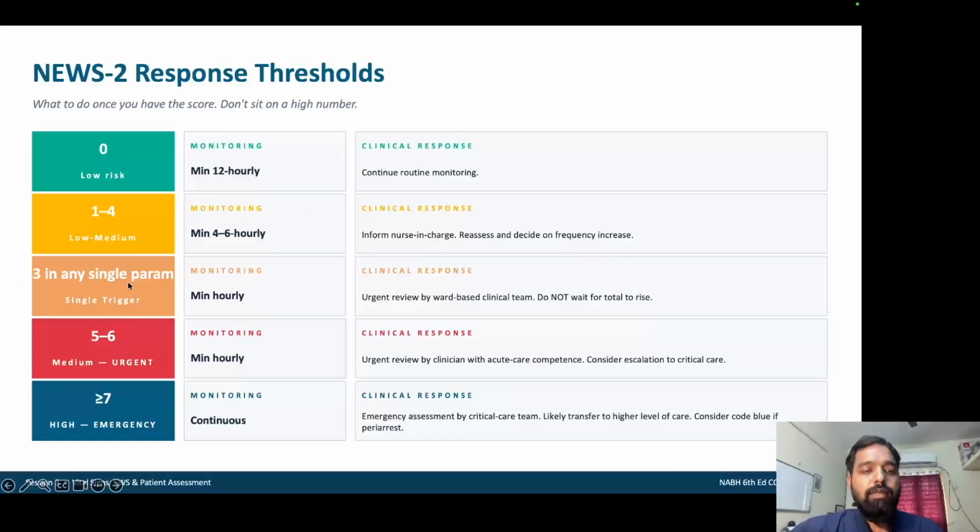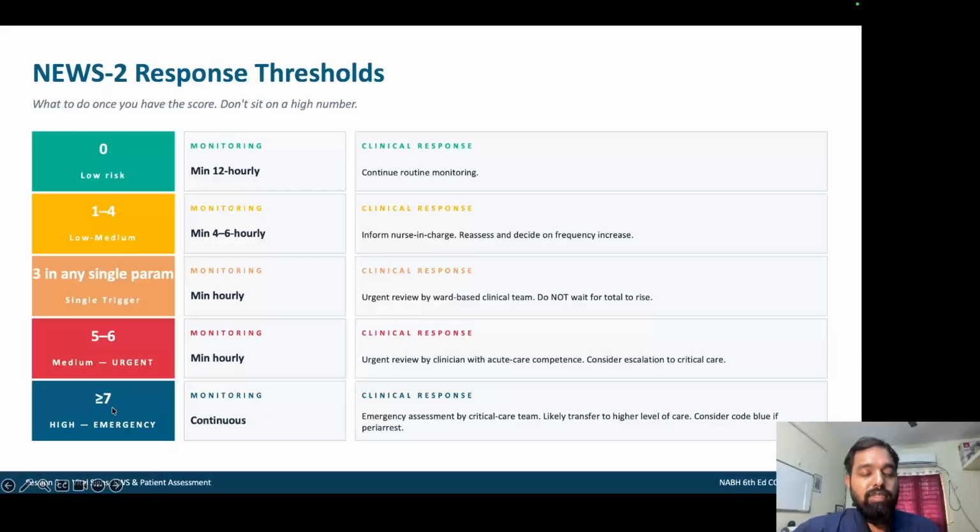A 3 in any single parameter is a single most important trigger. It is commonly ignored as well. These patients need minimum hourly monitoring, and urgent review by the ward-based clinical team; do not wait for the total to rise. A NEWS score between 5 to 6 is medium level urgency. Monitor at minimum hourly, with urgent review by a clinician with acute care competence. Consider escalation to critical care.